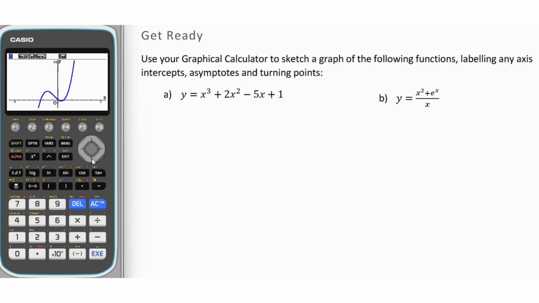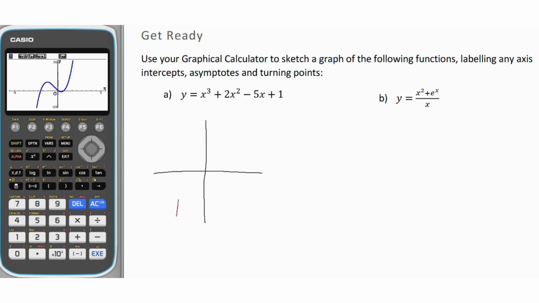I've got a pretty good view of that already, so maybe I'll move the screen around a little bit so it's a bit more centered, but that's got a pretty good view. So let's sketch that graph. My axes. It comes up, down, and back up again.